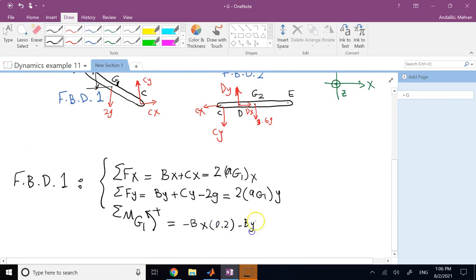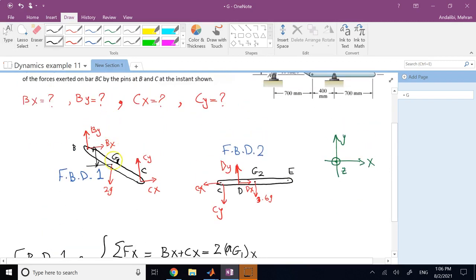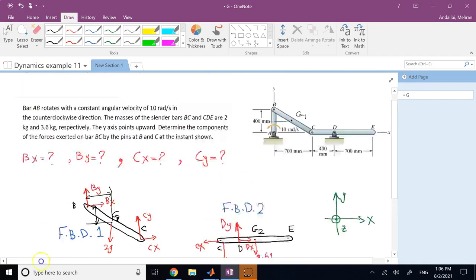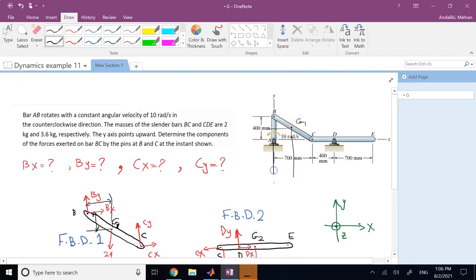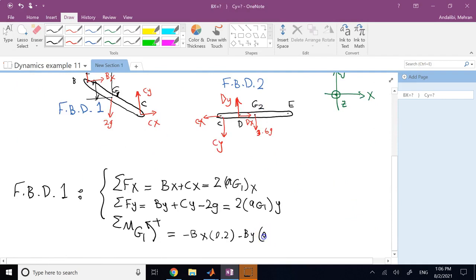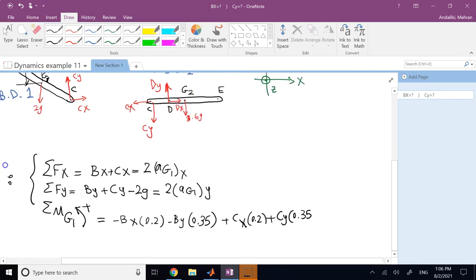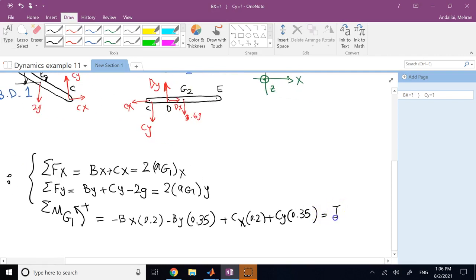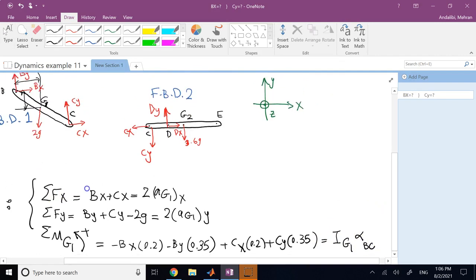By is similar, negative By. The distance for By is this distance. And if you see, that is going to be half of this 700, so it's going to be 350. Write it in meters, 0.35. And then similarly for Cx and Cy, we have similar arms, but they are both positive. So it's going to be positive Cx times 0.2. Then positive Cy times 0.35. This whole thing is equal to I about point G1 times alpha of member BC, right?